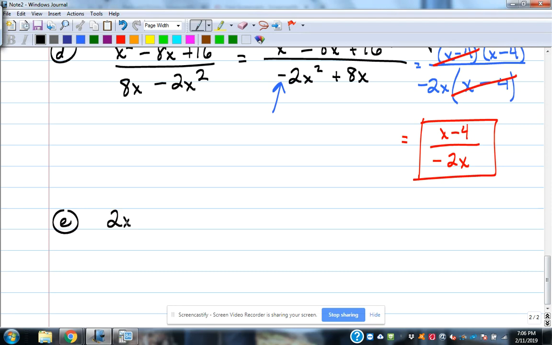Another one that's kind of similar to that: 2x squared plus 7x minus 4 over 5x squared plus 20x.